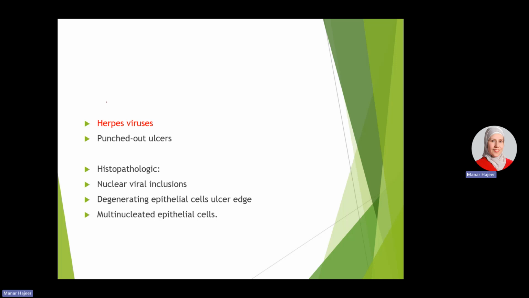Herpetic infections, or herpes virus infections, are characterized by punched out ulcers, which are usually seen on endoscopy. Histopathologically, they are characterized by the presence of degenerated squamous epithelial cells at the ulcer edge. These epithelial cells show nuclear changes in the form of nuclear viral inclusions, and we can also see multinucleated epithelial cells, in which the cells fuse to form one cell with many nuclei.